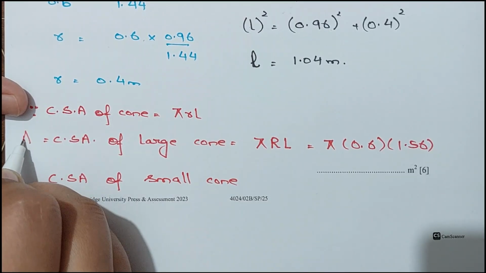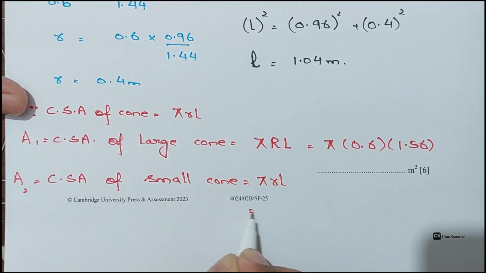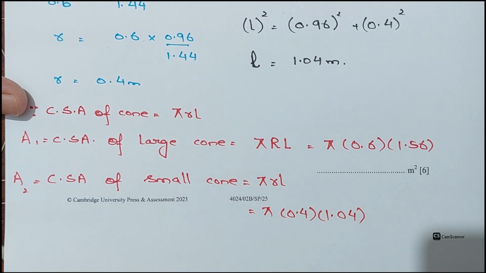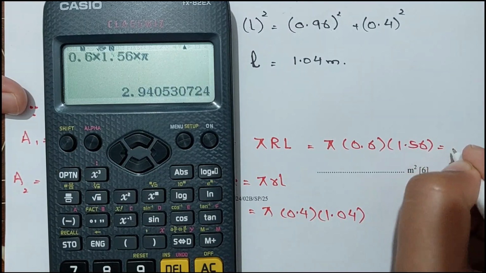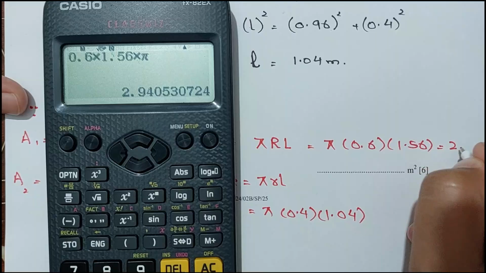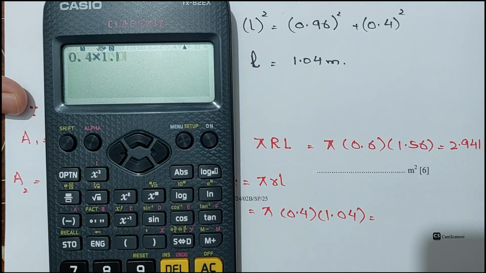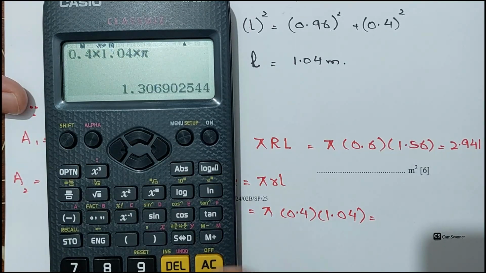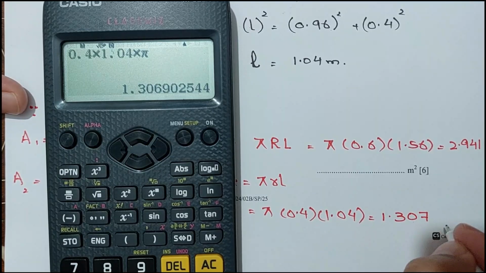Let's say this is area 1 and this is area 2. This is pi RL. Pi, the radius is 0.4 and L is 1.04. Let me simplify. 0.6 into 1.56 into pi is 2.941 meter square area. The other is 0.4 into 1.04 into pi, which is 1.307 meter square.